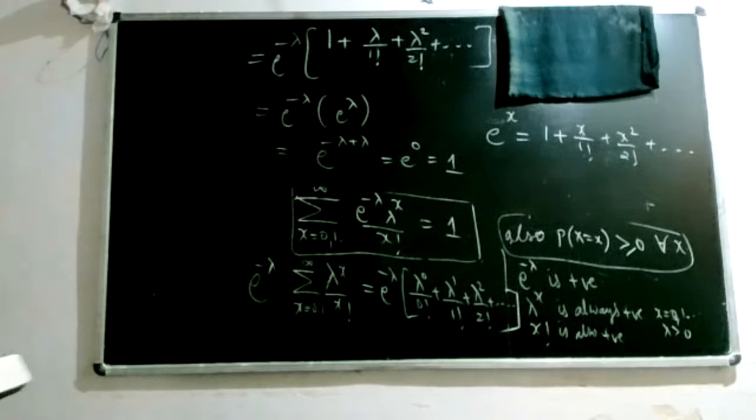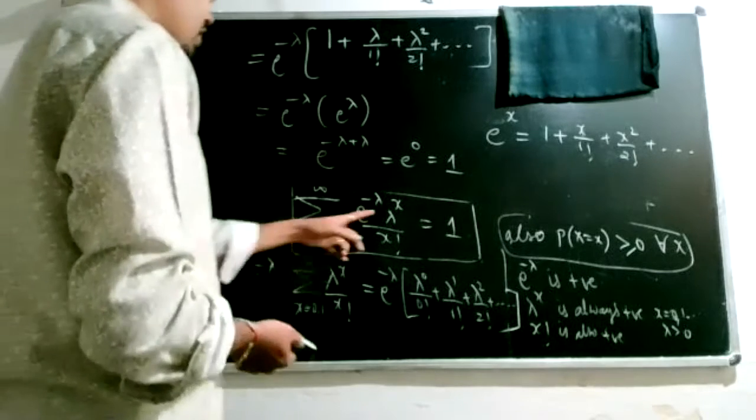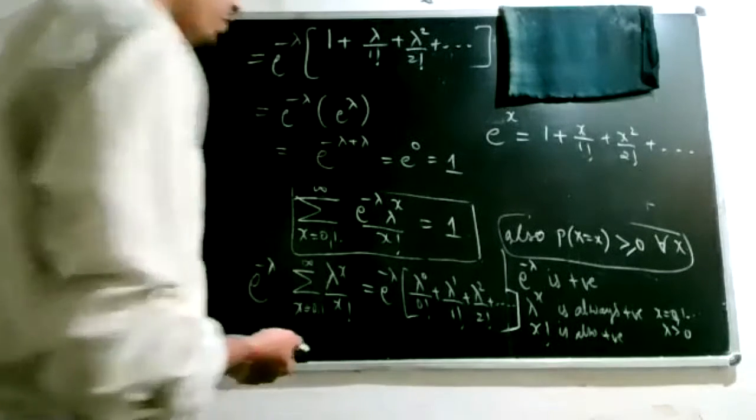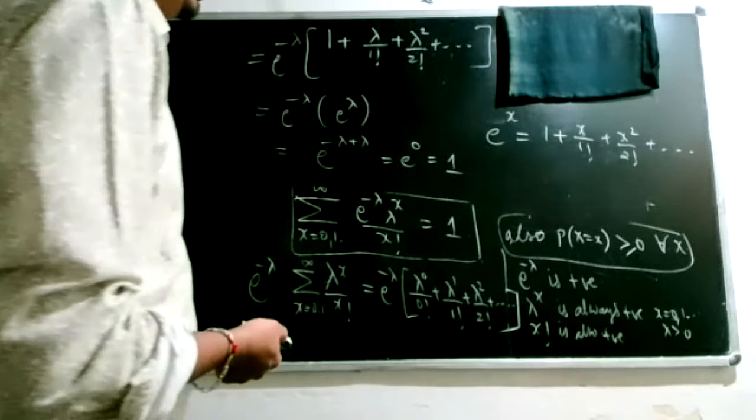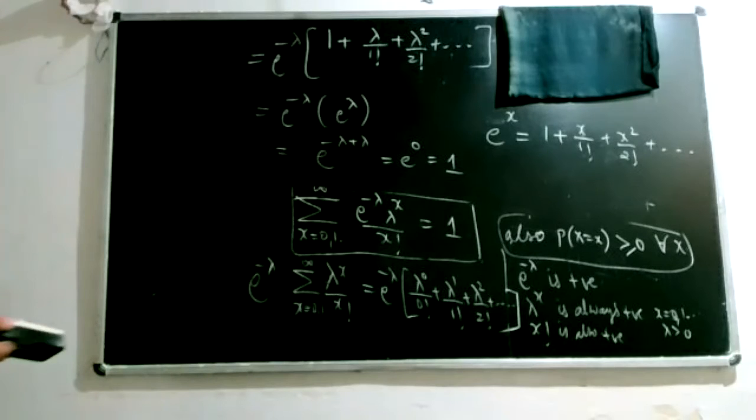So we have proved that the function given as e power minus lambda, lambda power x by x factorial is actually a PMF. Now we'll observe the next properties like mean and variance, and also we'll look into the higher moments.